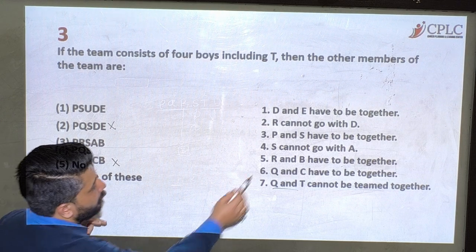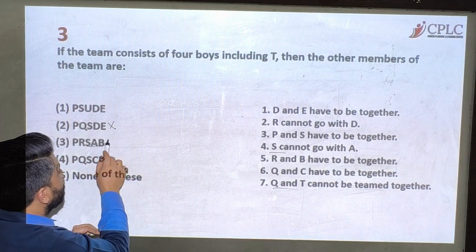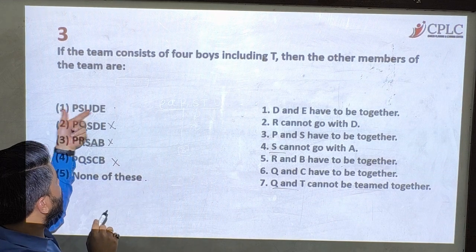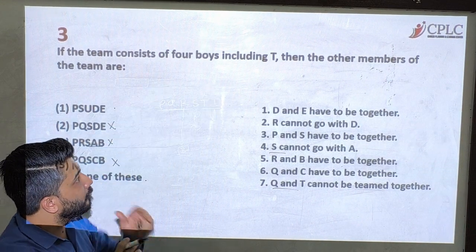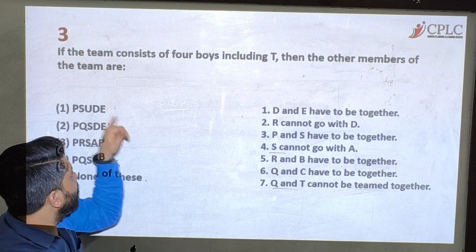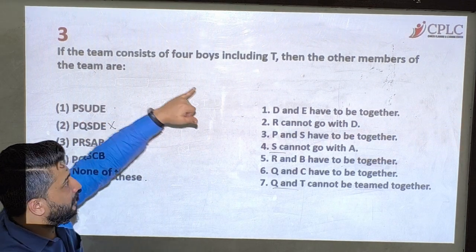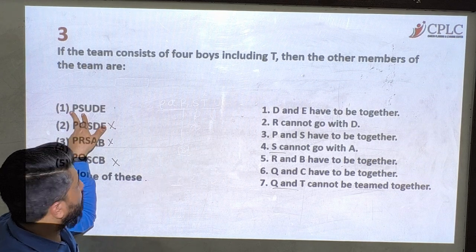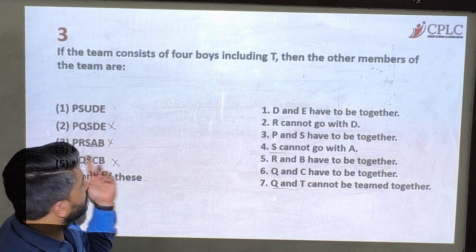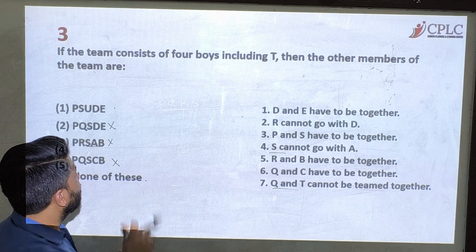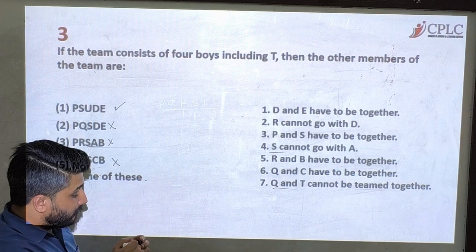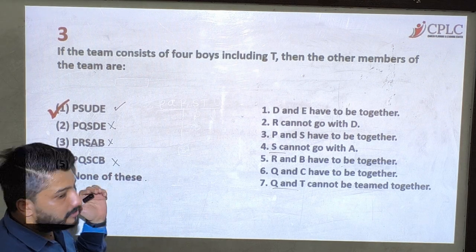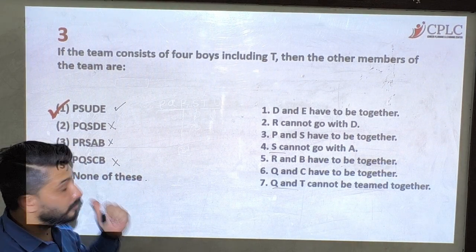3 also gets eliminated because S cannot go with A. So that is also eliminated. So either it is the first or none of these. First, we should only verify whether there are 4 boys or not, including T. So yes, P, S, U and T, these are the 4 boys, and D and E are together. Then P and S have to be together. Yes, I think this is the correct answer. So option 1 is the answer for this third question.